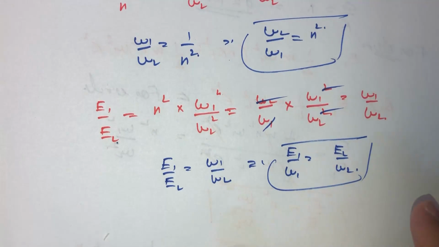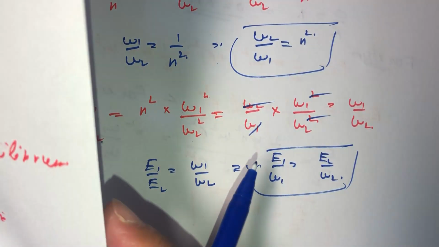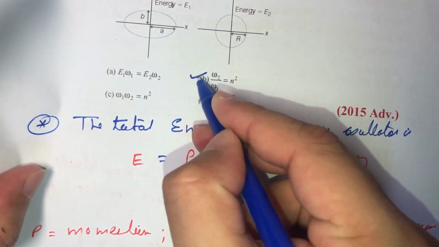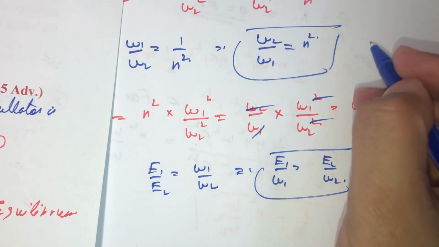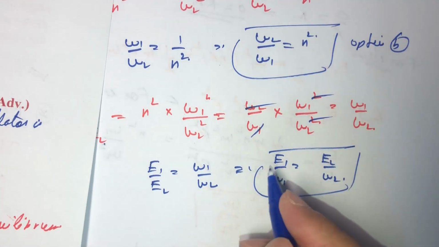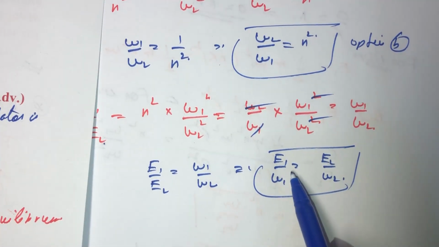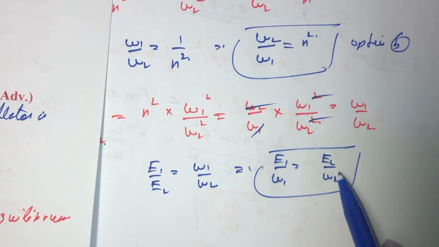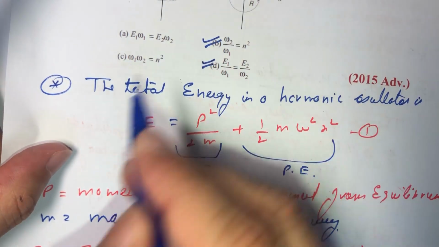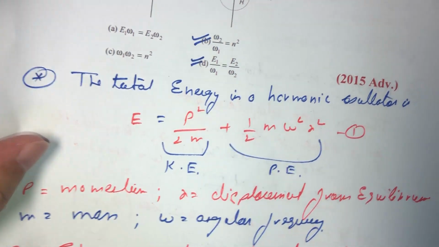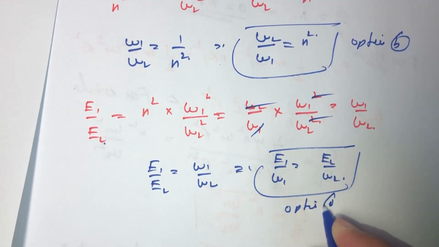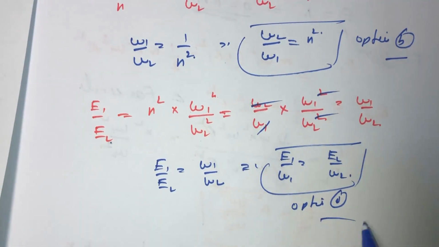So we have two options that are correct. One is omega 2 upon omega 1 equals n square. That is the correct option, so this is option B. And we have E1 upon omega 1 equals E2 upon omega 2. So we have option D. Okay, so this is our option D. So we have two options correct.